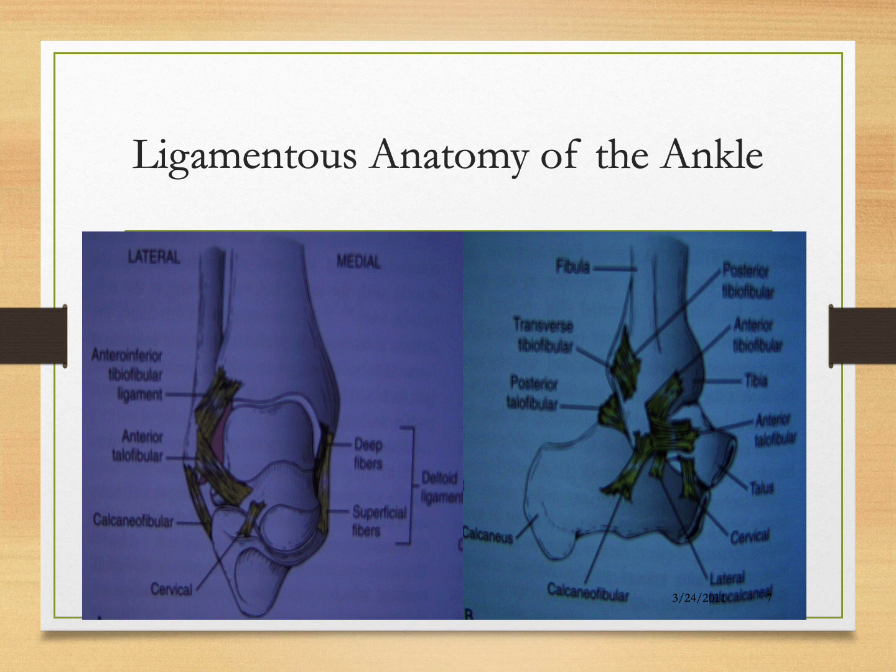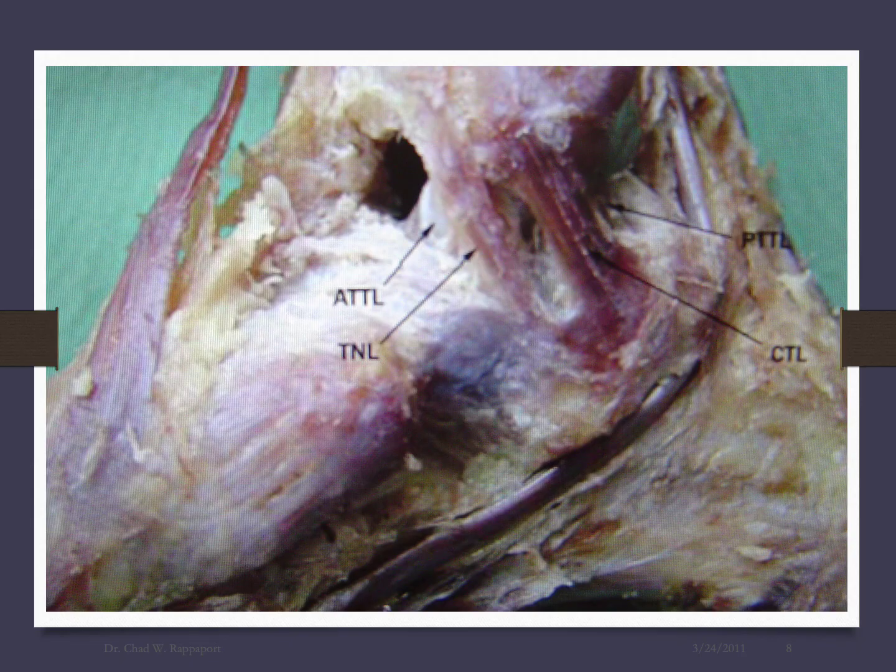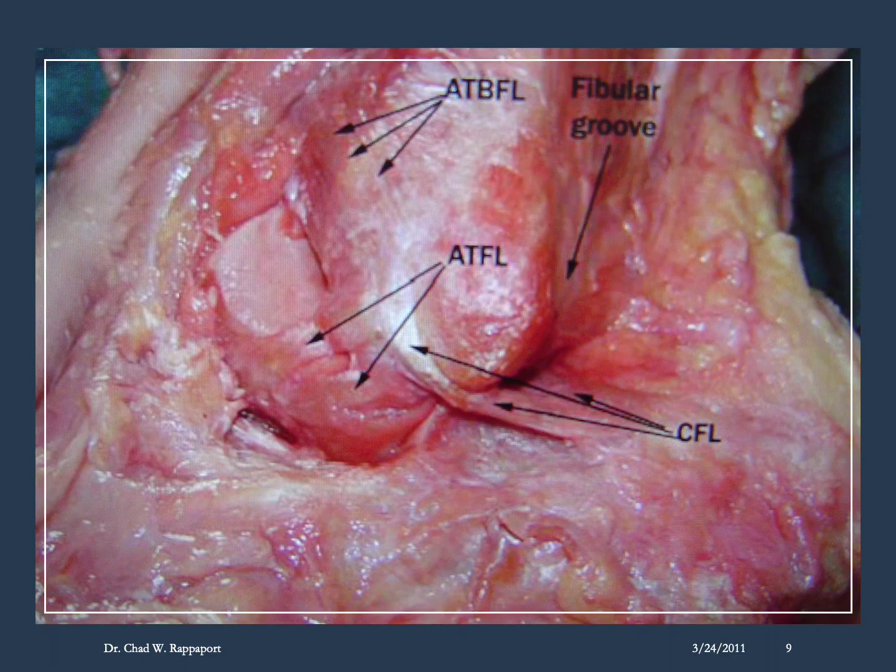This is an illustration depicting the ligamentous anatomy of the ankle. This is an illustration medially of the deltoid complex. This is an anatomic specimen depicting the lateral ligamentous complex.